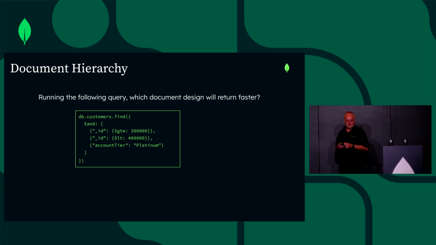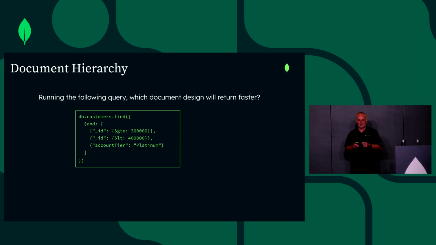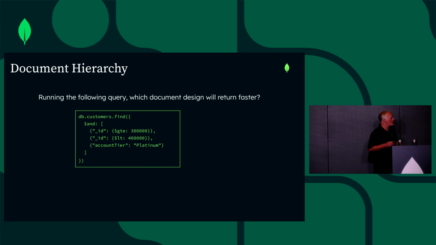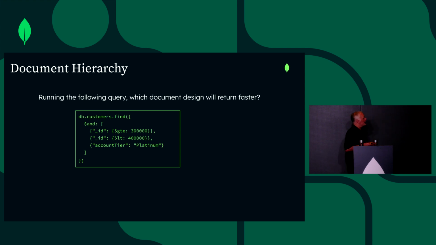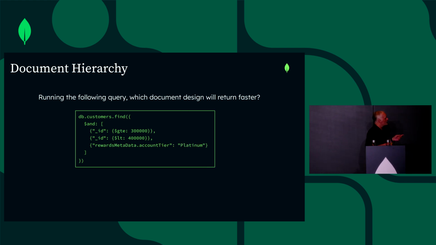Okay, so running this query, which document design is going to return faster? So we're doing a search in this case where the ID is between 30,000 and 40,000, and the account tier is platinum. For the second design, the query is slightly different because we have to query on rewards metadata dot account tier.